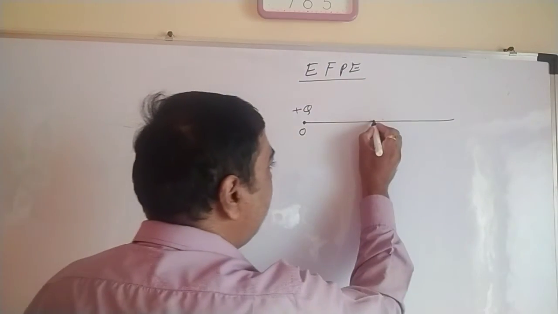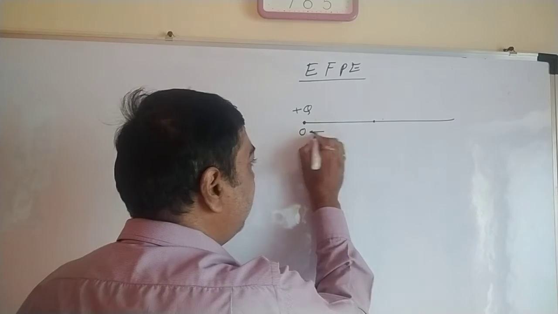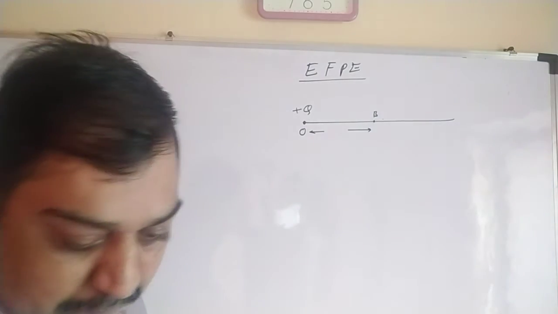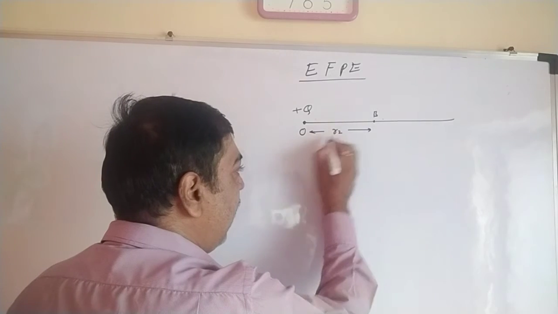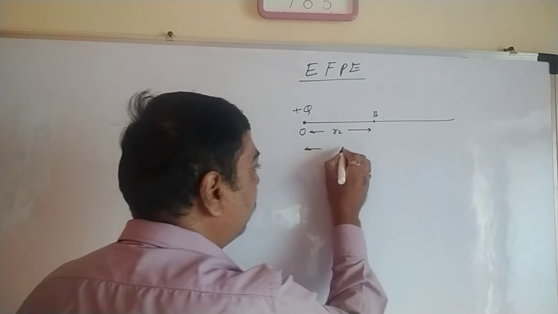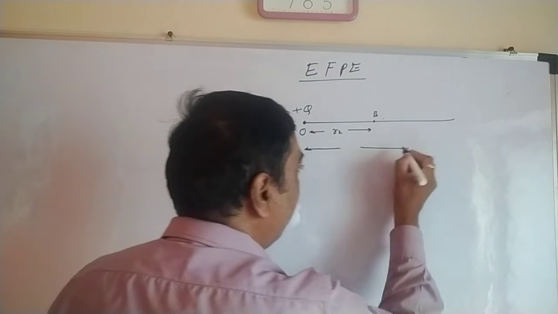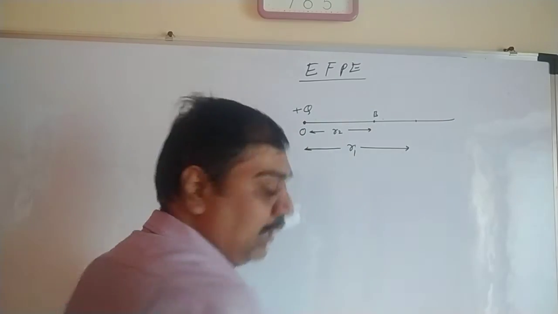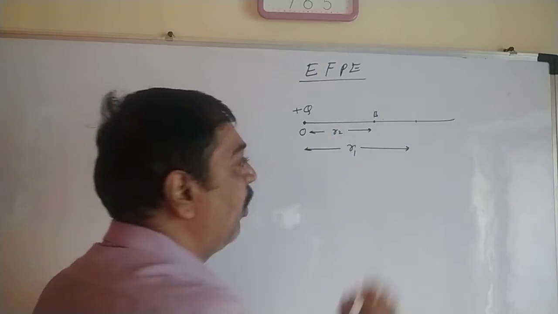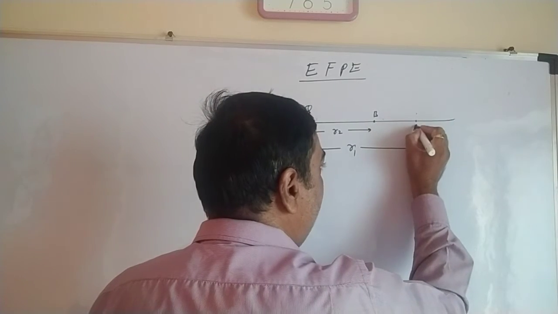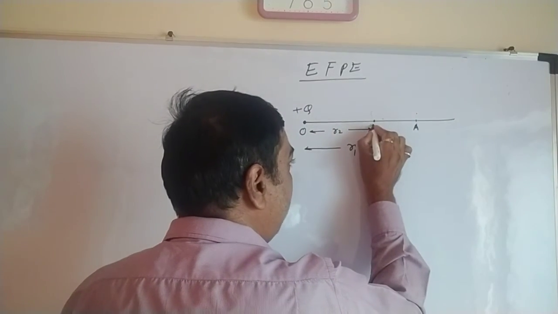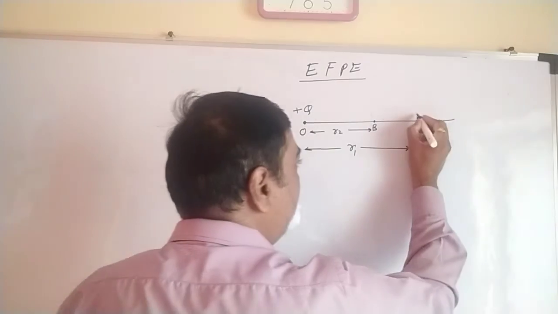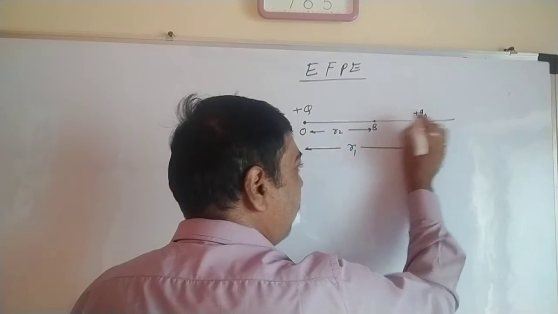At a point B, the distance between point B and O is R2, and another point they have taken whose distance from O is R1. This point is somewhere here, and that point is nothing but point A. This is point B, this is point A, where another positive charge is kept, and that positive charge is plus q0.